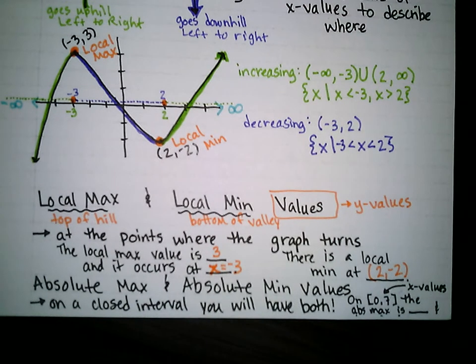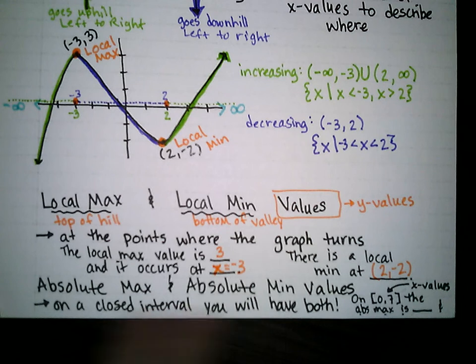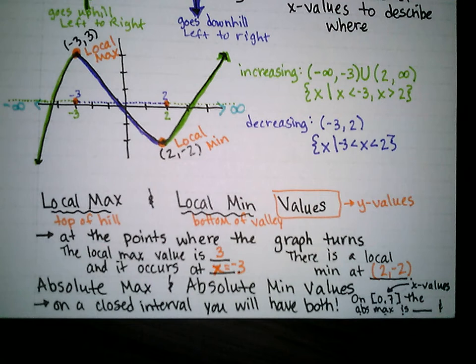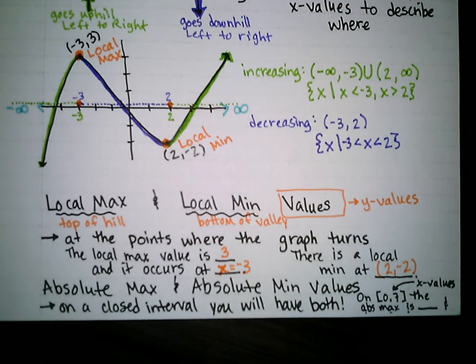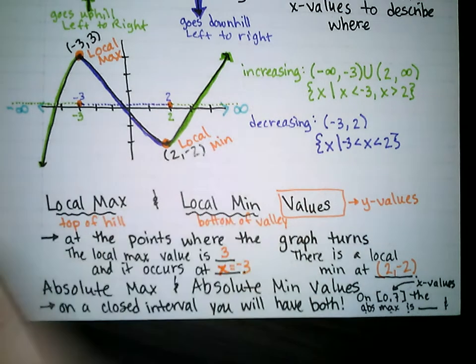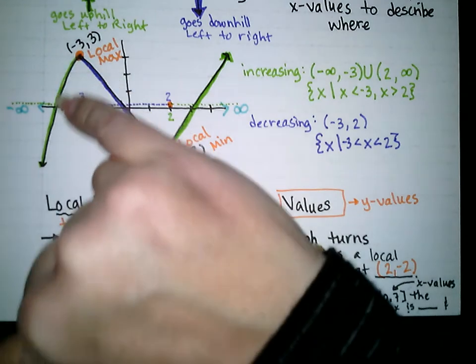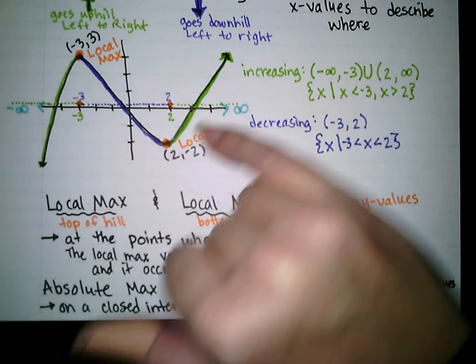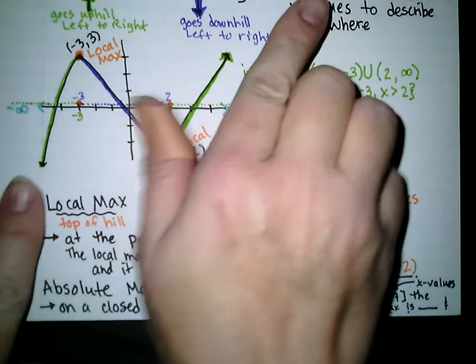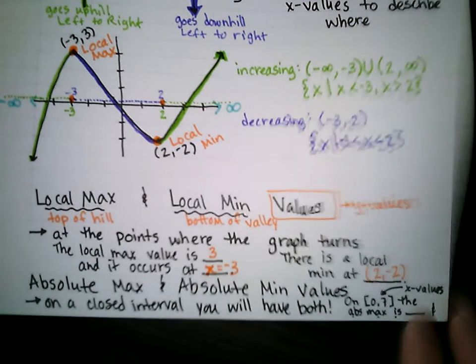Absolute max and absolute min values are going to be on a closed interval. So on a closed interval, you're going to have both an absolute max and an absolute min. If you have an open interval, you might have one or the other. You're just going to have to look and see. It's like the absolute highest a graph can go. So this graph doesn't have either because it keeps heading down, down, down forever. And this end keeps heading up, up, up. So it's not going to have an absolute max or min that's a real value because it continues on towards infinity.